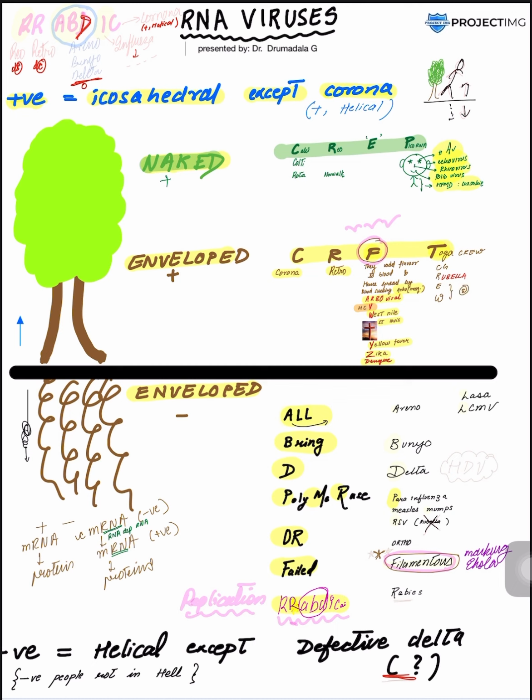Expanding the negative sense enveloped viruses, there are no naked negative sense viruses, they are always enveloped, and we have Arena, which is Lassa and LCMV, Bunya, and Delta, which is basically HDV, hepatitis delta virus, which is a very defective virus. The genome is itself so defective that it cannot code for proper capsids, so you don't know what kind of capsid it has. The capsid in delta viruses is unknown.